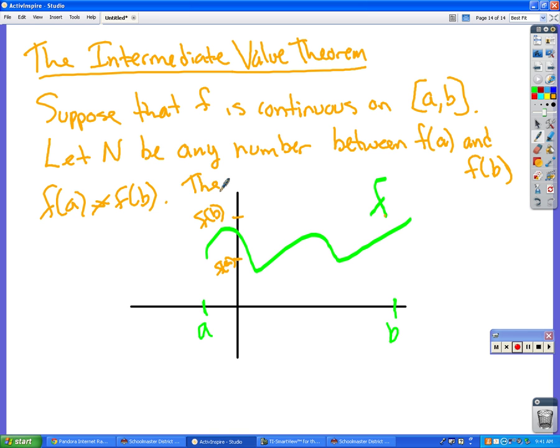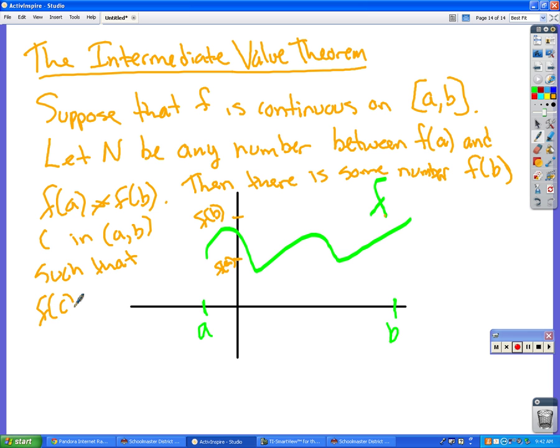Then there is some number C in the interval from A to B such that if I plug C into the function, I'll get n as an answer.